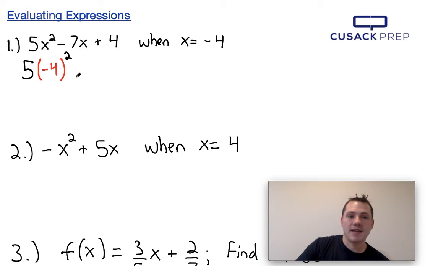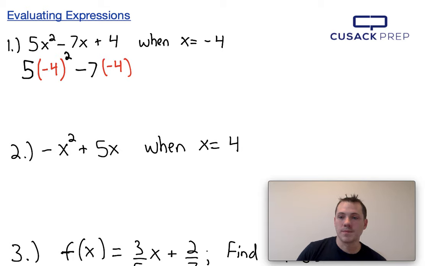So I'm going to have 5 times (-4) squared minus 7 times (-4) plus 4. And then that's what we have to evaluate. So please don't forget to use parentheses when you do this.